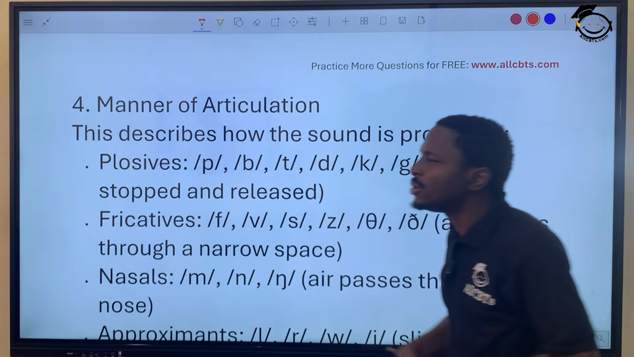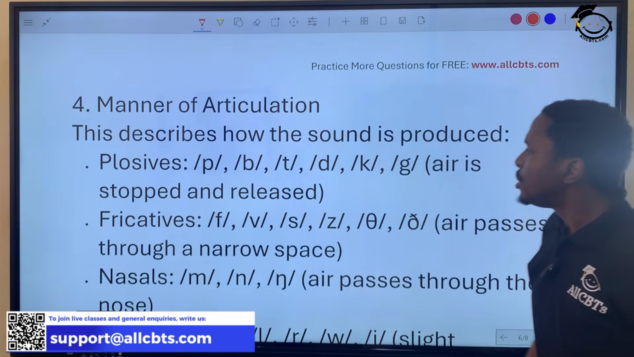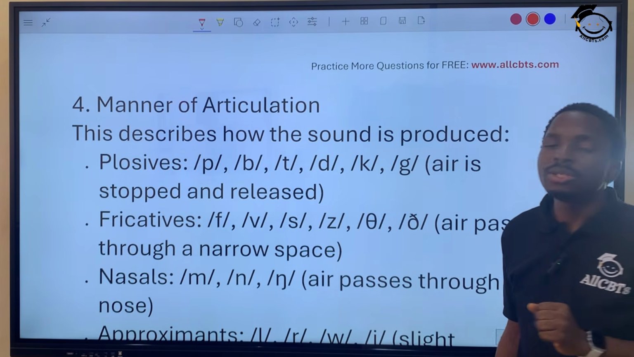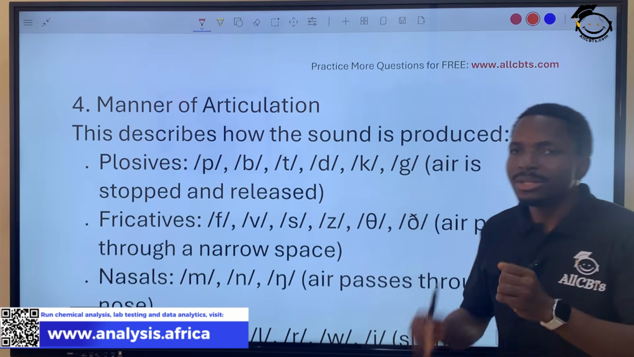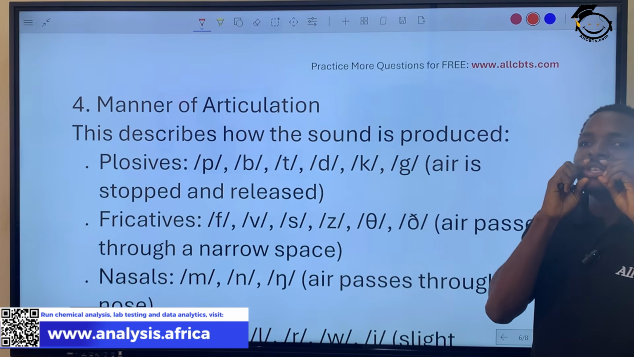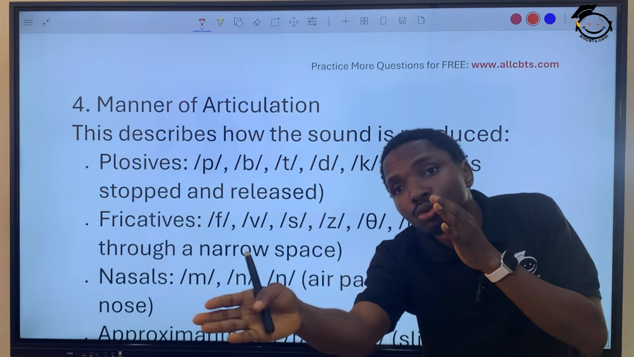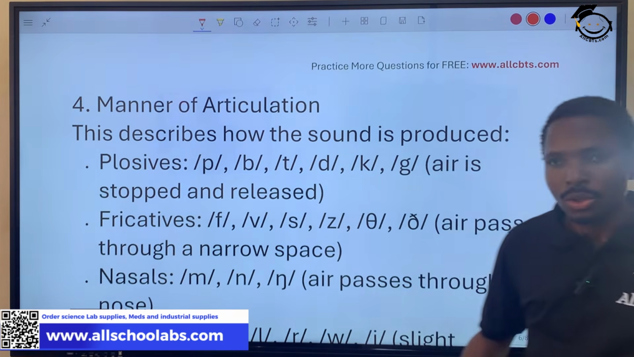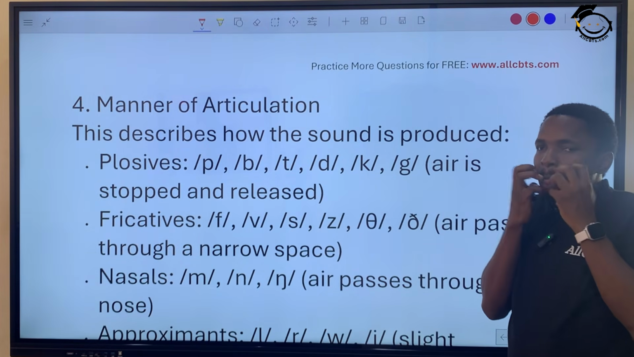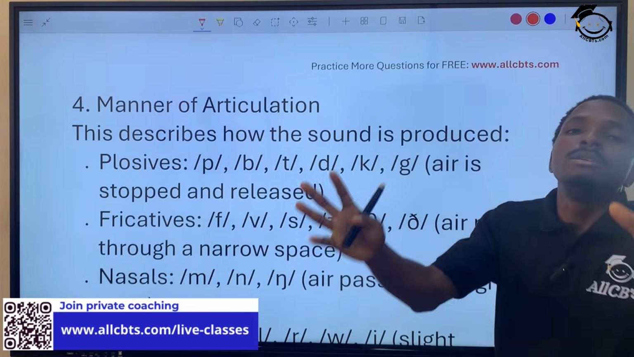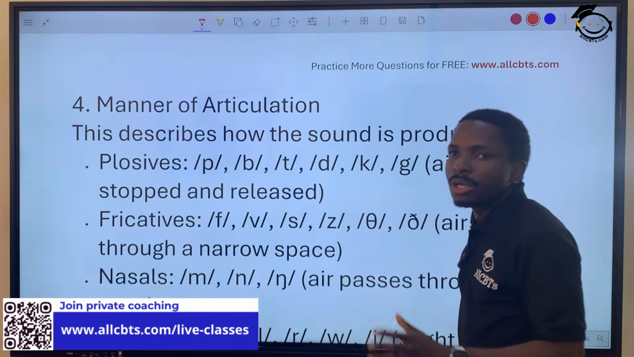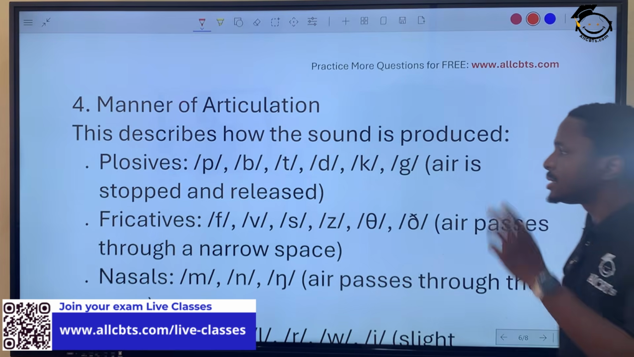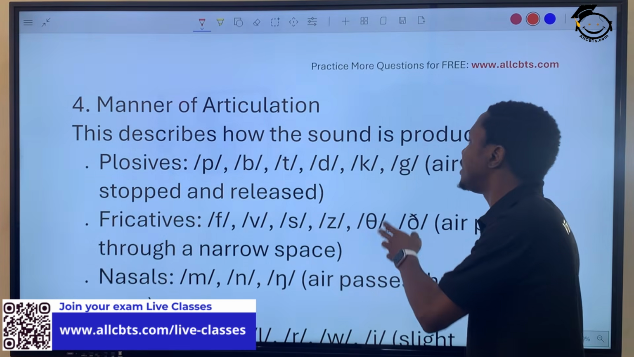In case you are asked to define or give an example of a plosive sound: a plosive sound just means air is first stopped then released. For example, you see P. The air was coming, blocked by your lips, then released. It's like explosive. Explosive means boom. So plosive, the air was packed in there, and as soon as there was space, it burst out. You find them in P, B, T, D, K, G.